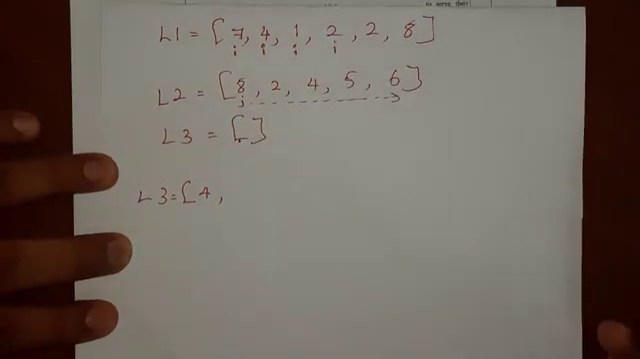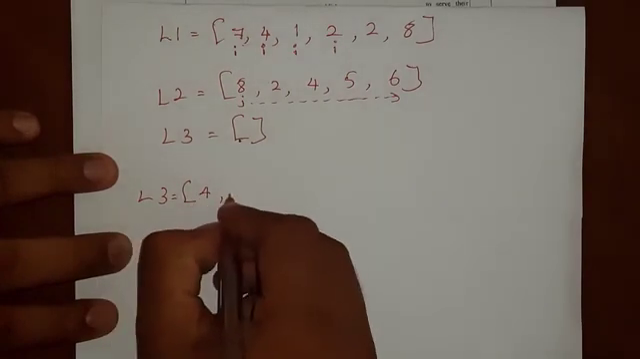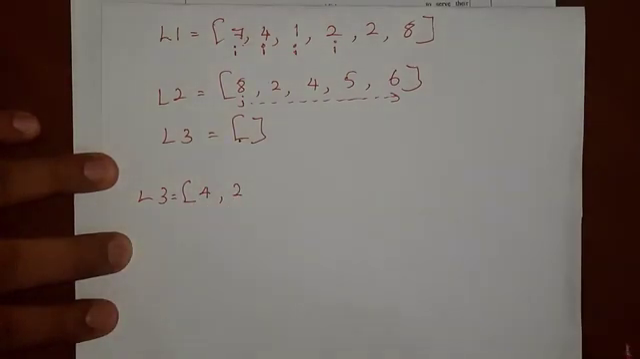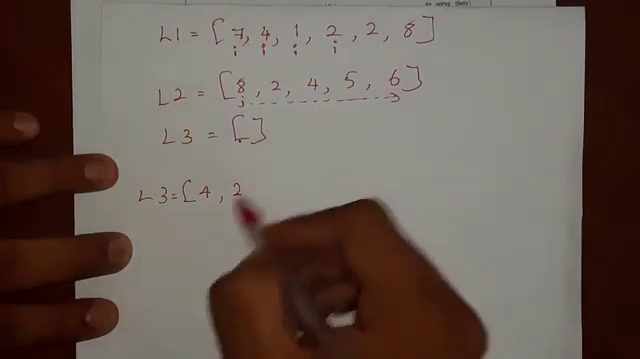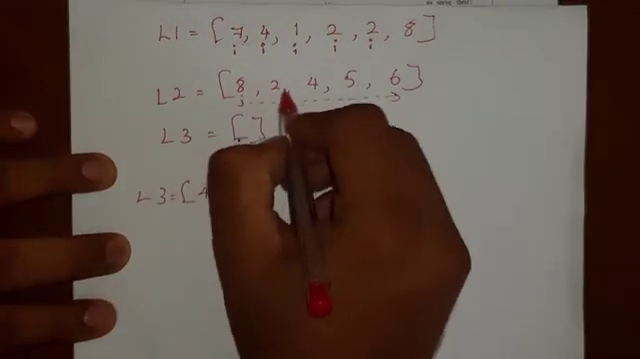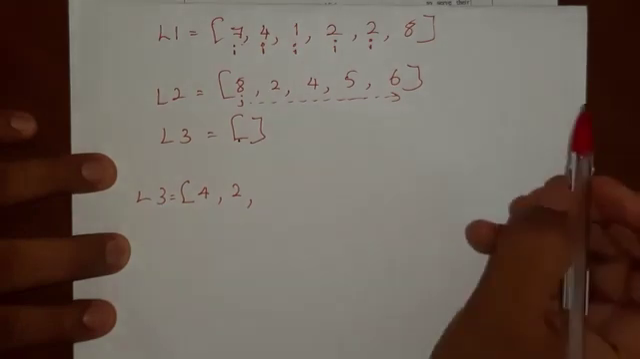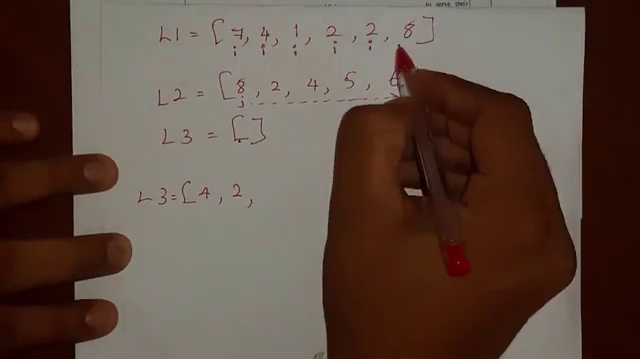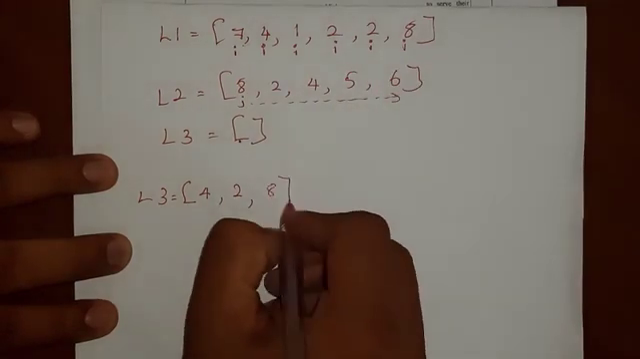Then I comes here and go through this one, 2 can be found, so 2 is not in L3 yet, so this 2 is copied to L3. Then here I, when you go through this, you can find 2, but 2 is already included, so no need to copy it again. Then I comes here, 8 is available here, so 8 is stored here.